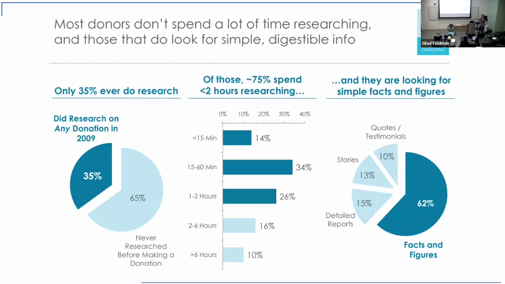So how much research do people do? You can see over here, only about 35% ever do any kind of research. How much research are they doing in terms of minutes? Most people spend under an hour, 14% and 34%. And people who really look into what to invest in, spending more than 6 hours, it's very low. It's about 10%.